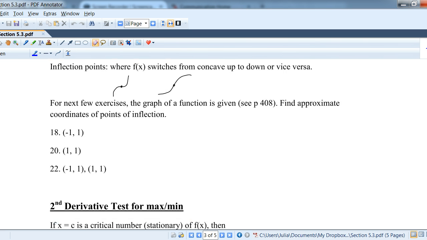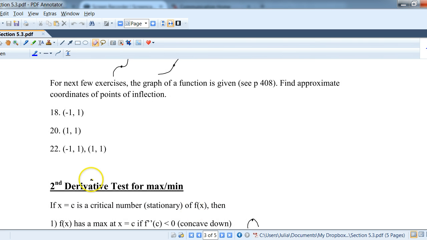Now, we'll come back to concavity points in a little bit, but what about the second derivative test for maxima and minima? So here's how it works. If x equals c is a critical number or point that we've done before in previous sections, and if it's stationary, now this only works for stationary points. Unfortunately, it does not work too well for singular or endpoints.